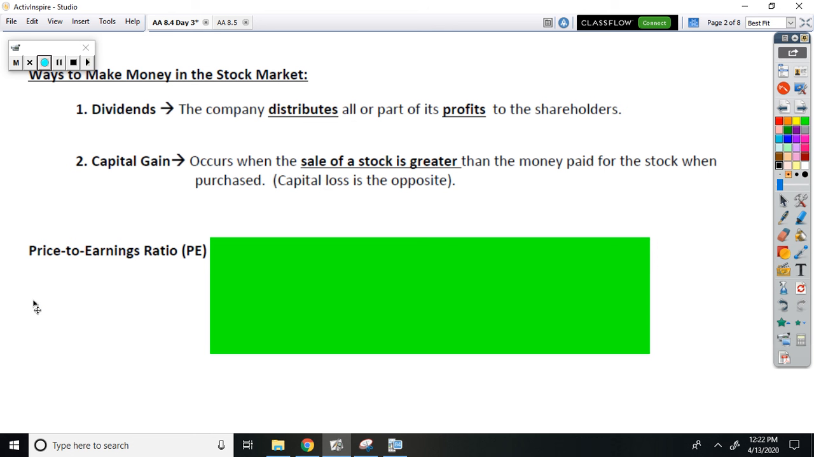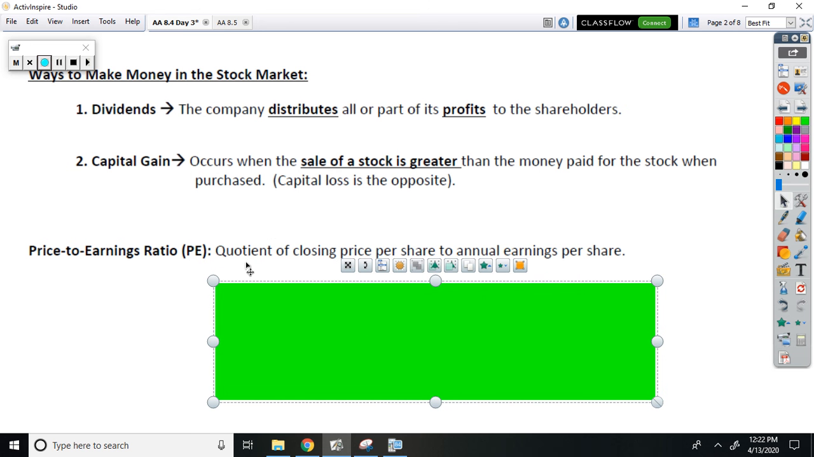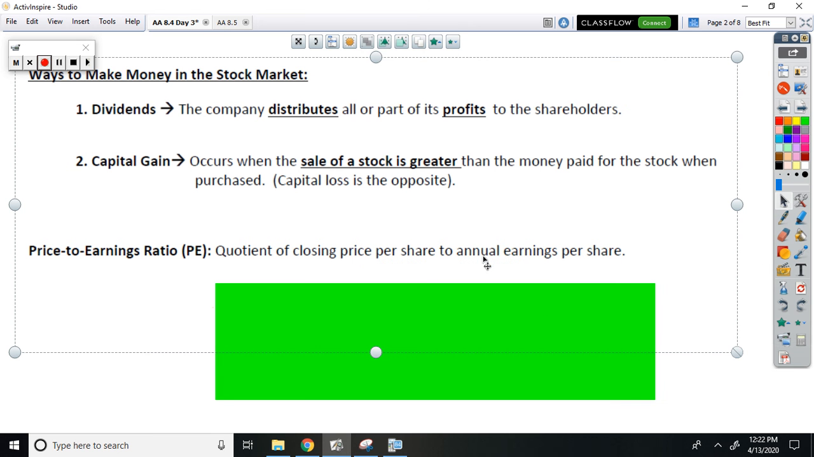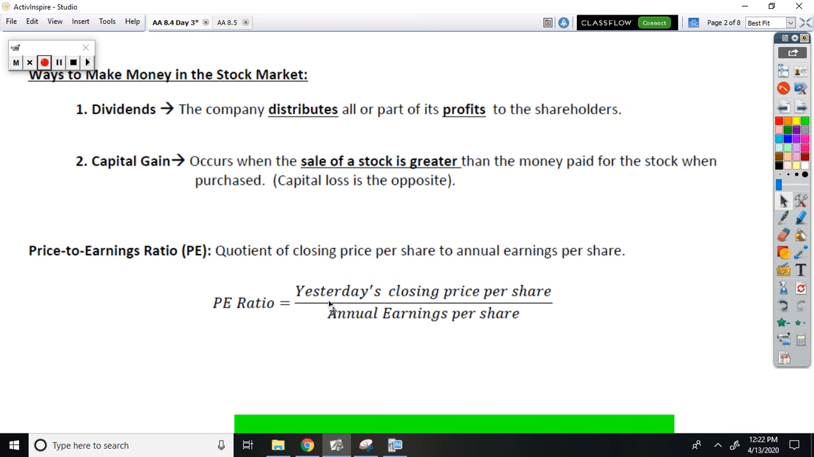Another vocabulary word is the price to earnings ratio, which you'll see in the chart. It'll say PE ratio for short. That is the quotient, which remember quotient stands for division, of the closing price per share to the annual earnings per share. This is the formula, actually, and it will be on your formula sheet. The PE ratio is yesterday's closing price per share divided by the annual earnings per share.